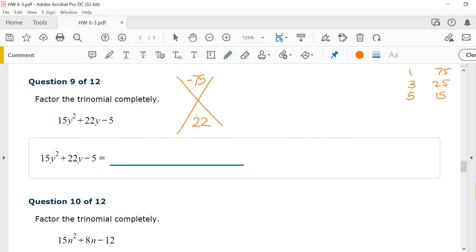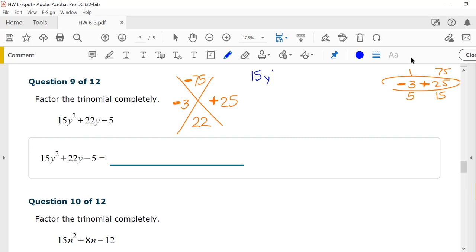Okay. It's -75. So they both have to be negative. Oh, sorry. One's negative, one's positive. Let's see here. I want 22. How about -3 plus 25? That would give me 22, right? Yes. -3, positive 25.